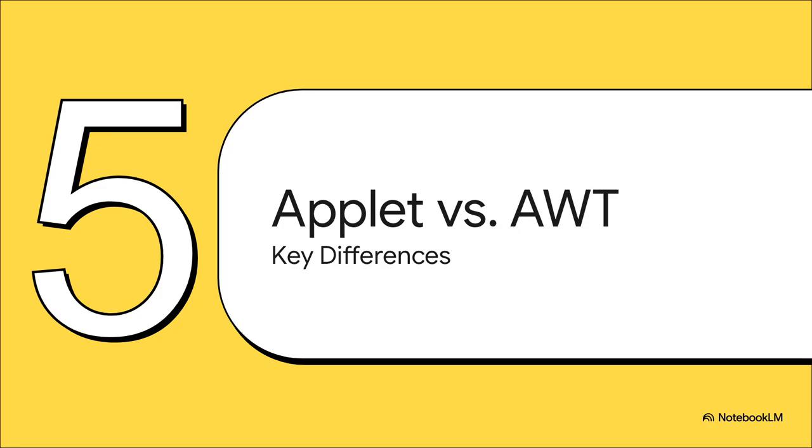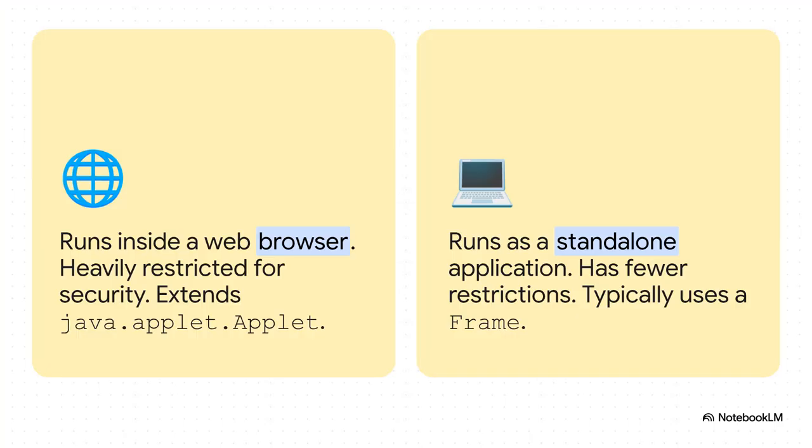Okay, let's bring it all home and summarize the key differences you absolutely need to remember for your exams. So on one hand, you have applets. They run inside a browser and are super restricted for security reasons. On the other hand, AWT applications are standalone programs and have a lot more freedom. An applet always extends java.applet.Applet, but a typical AWT app is going to use a Frame as its main window.